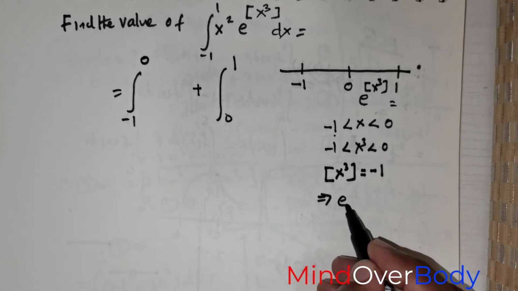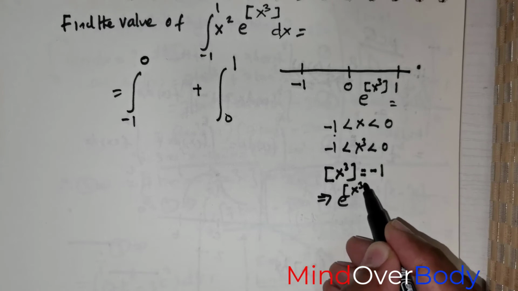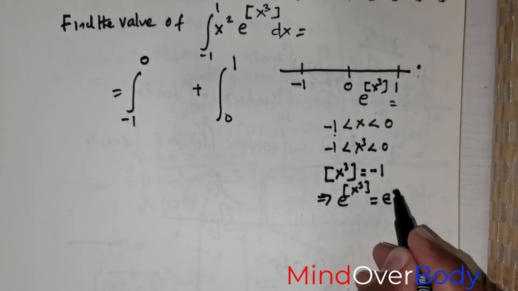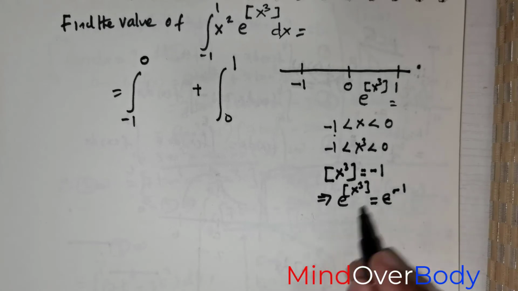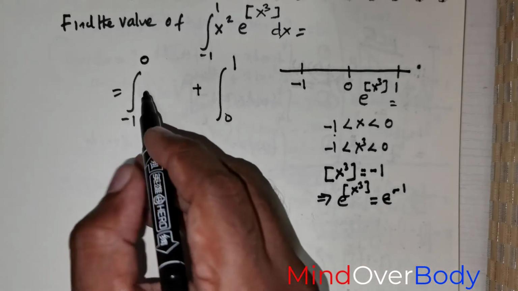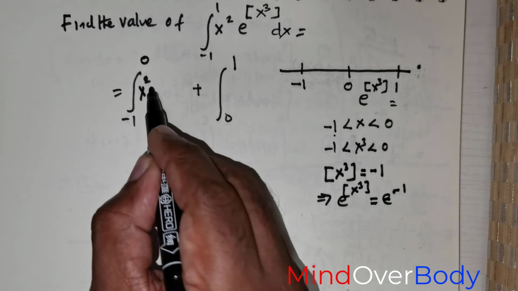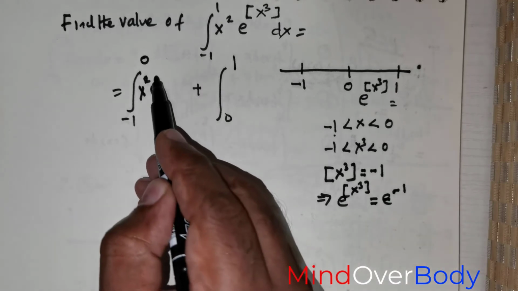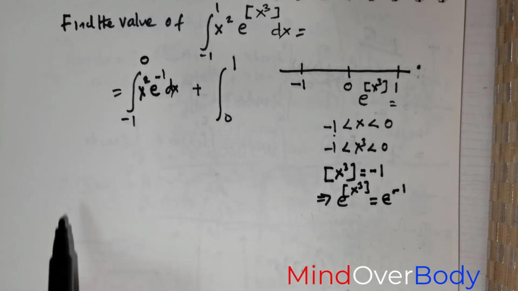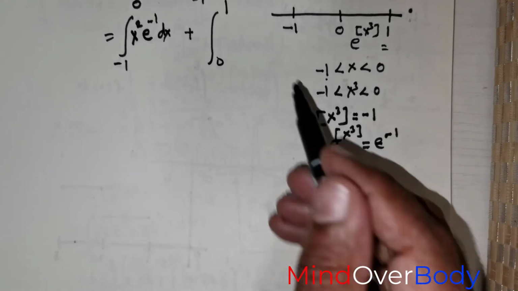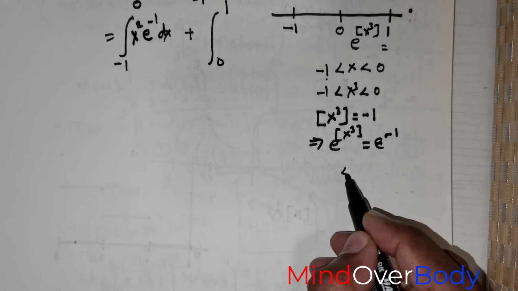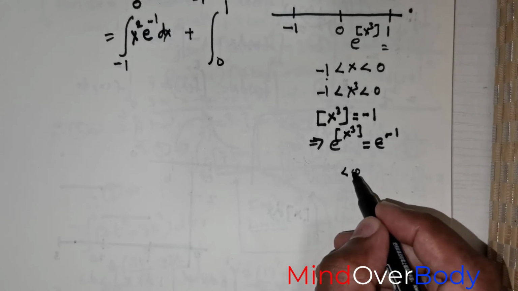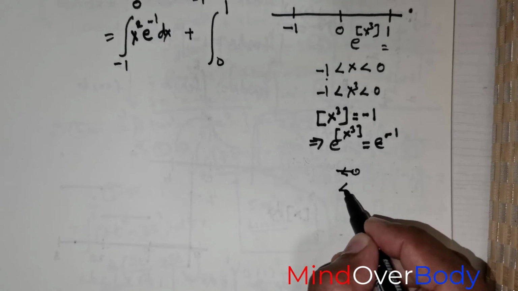And this in turn would mean e raised to the power of the greatest integer of x cubed would be equal to e raised to the power of negative 1. So that is a very important point we will have to take note of. So this is going to be x squared times e raised to the power of negative 1 times dx. Now coming to the next interval, 0 to 1. So x is lying between 0 and 1.